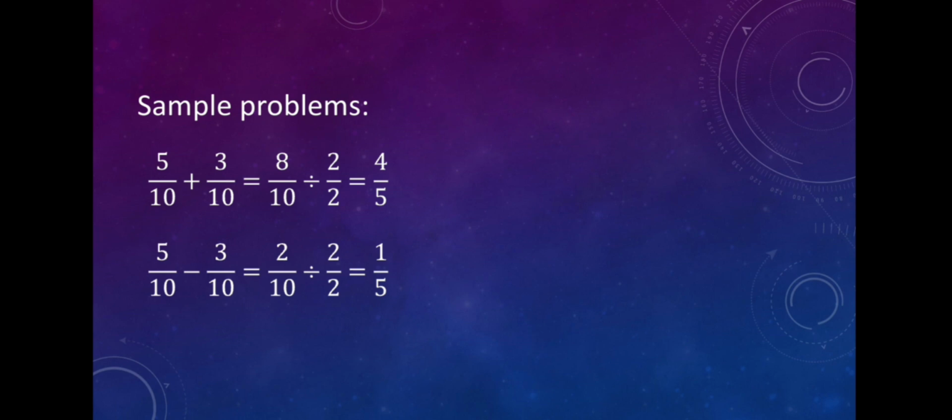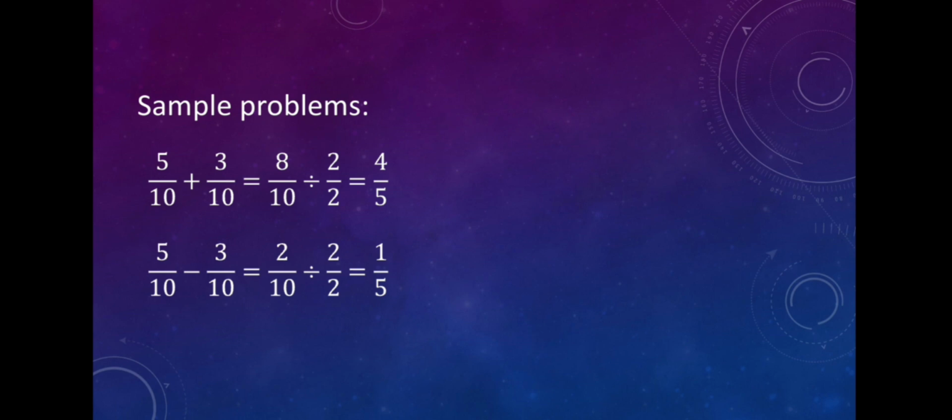So here are the sample problems on how to add and subtract similar fractions. The first problem is 5 over 10 plus 3 over 10. So simply add the numerators. 5 plus 3 is equal to 8. And just copy the denominator, 10. 8 over 10 is not in the simplest form. So we divide it by their GCF, which is 2. So 8 divided by 2 is 4, and 10 divided by 2 is 5. 4/5. 4/5 is in its lowest terms.